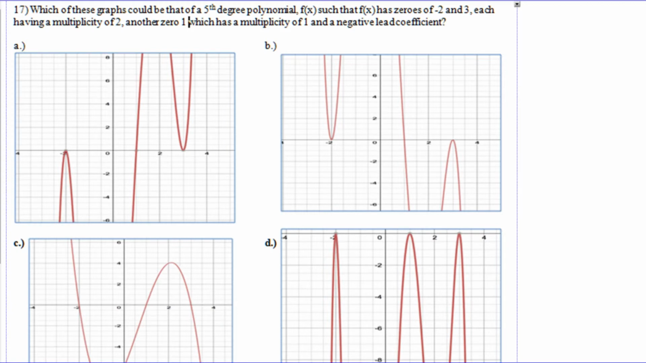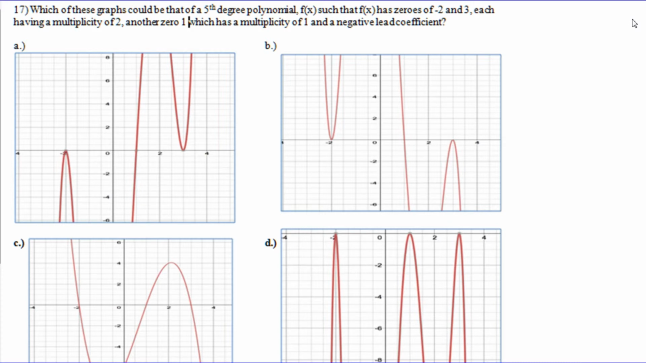All right, problem number 17. I had to chop this one out. They're saying, take a look at all of these choices, and which one of them fits the description that it is a 5th degree polynomial. It has zeros at negative 2 and 3, both of those zeros have a multiplicity of 2, and there's another zero which has a multiplicity of 1, and a negative leading coefficient.